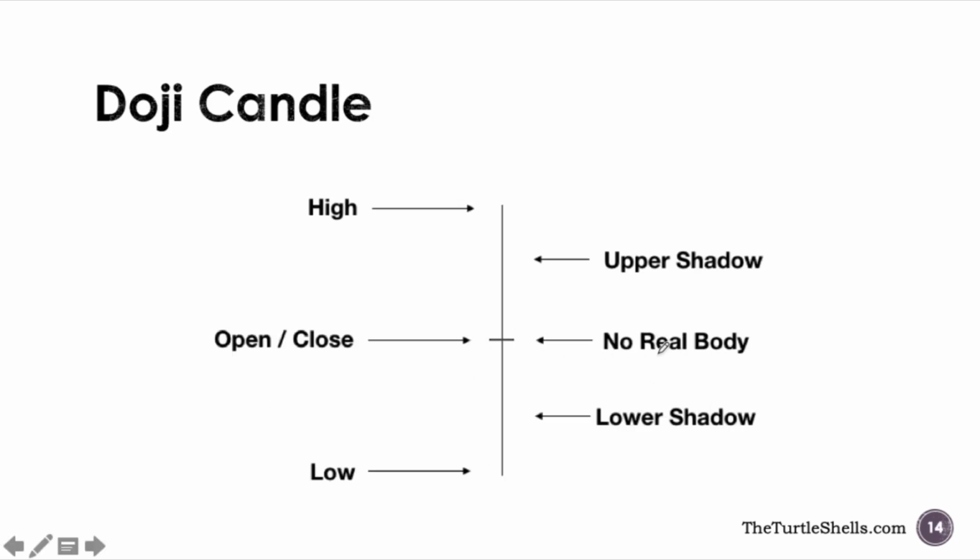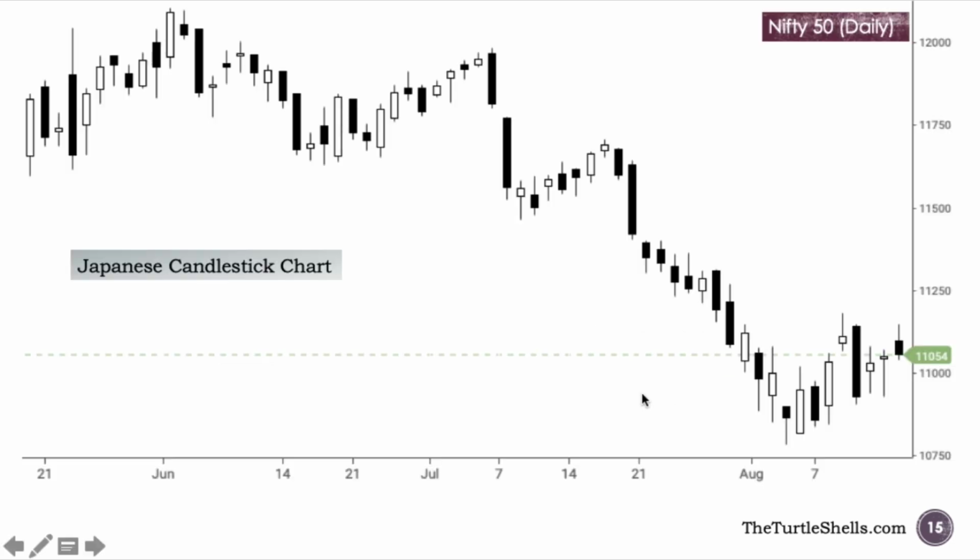Doji candle, as is very obvious, doesn't have any real body. It has long upper and lower shadows in this case. Now the opening and closing obviously are the same in this case. So that is why we say that the market is flat, or the market is confused, or the bulls and the bears are in equilibrium, or the power of the bulls is equal to the power of the bears.